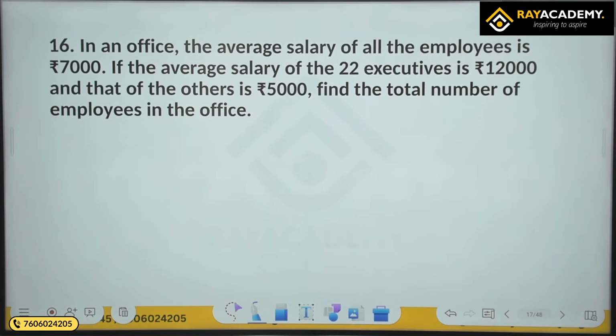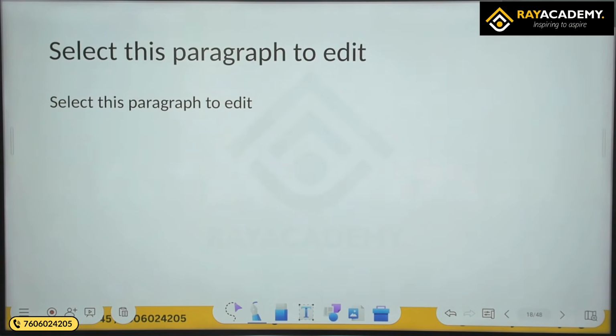Next, what is this given? In an office, the average salary of all the employees is 7,000 rupees. If the average salary of the 22 executives is 22,000, that of the others is 5,000. Find the total number of employees in the office. This kind of question also you can do, nothing difficult.